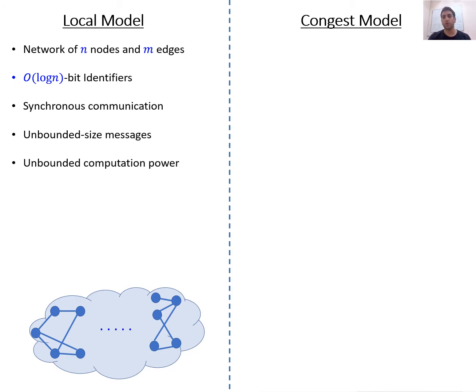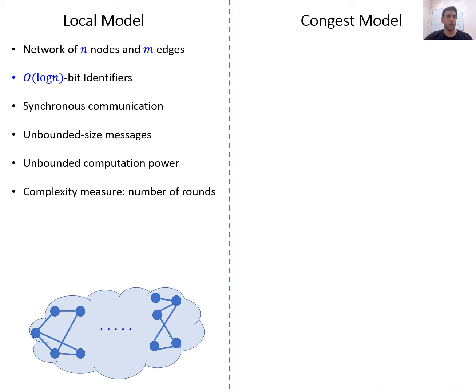This is because we want to understand the pure challenges of communication. So we assume that at any node, any computation can be done for free. The goal in the local model is to compute some function of the network while minimizing the number of communication rounds. So the complexity measure is the number of rounds. So that's the local model.